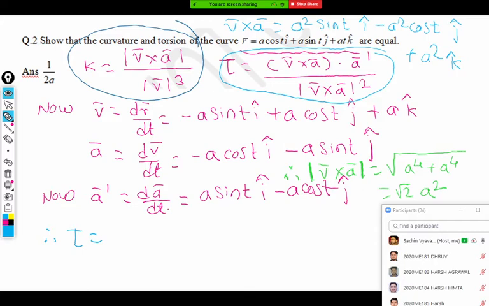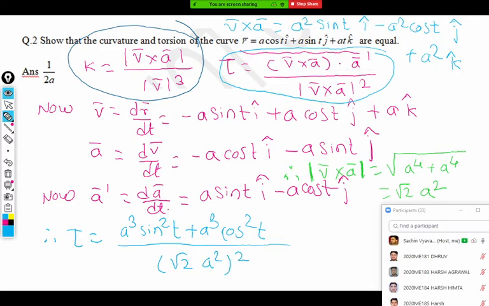We want to take the dot product of this v cross a with a bar dash. You'll observe the dot product is like a1 b1 plus a2 b2 plus a3 b3. So let me take a1 b1: a square into a, that becomes a cube sin square t. This minus minus plus a cube cos square t, and a3 b3: here a3 is a square, but here it is 0, so that's 0. Divided by the magnitude of v cross a, it's a square, so root 2 a square bracket square.